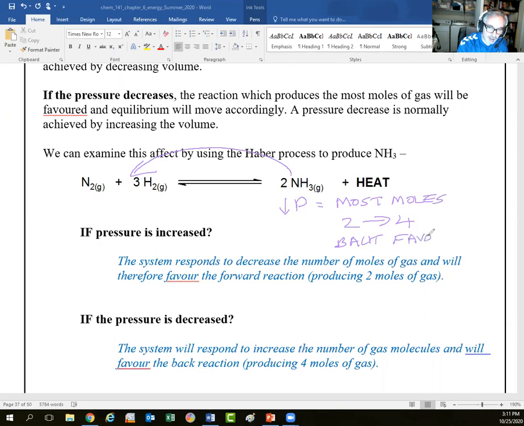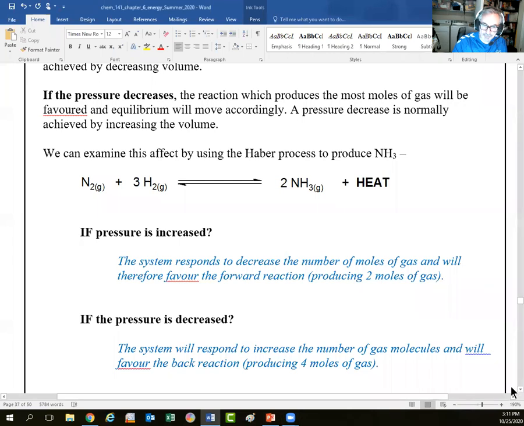The only time pressure would have no effect would be if the forward and back reactions have equal numbers of moles of gas. Remember, it's just the gases we're looking at. If one of the reactants or products is a solid or a liquid, we don't include that in our calculation for changes in moles. Well, let's look at more examples.